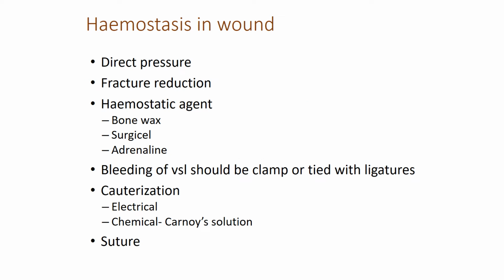Hemostasis in the wound is very important before we can start suturing the tissue. So how do we achieve hemostasis? We can use direct pressure. If there is bleeding from the bone, we can reduce the fracture. We can also use hemostatic agents, for example, bone wax, Surgicel, adrenaline, oxidized cellulose, collagen, or gelatin. We can ligate the blood vessels. We can use cauterization, for example, electrocautery or chemical cautery. We can also use suture to achieve hemostasis in the wound.